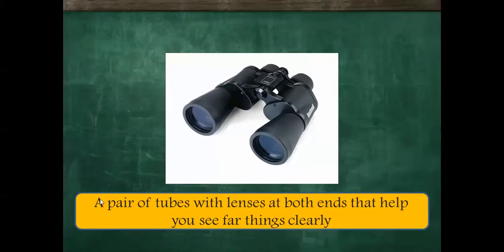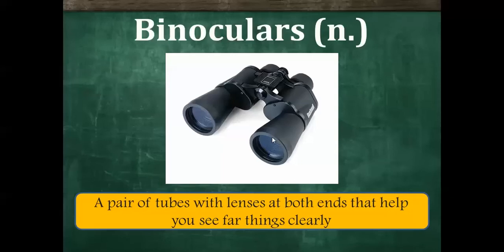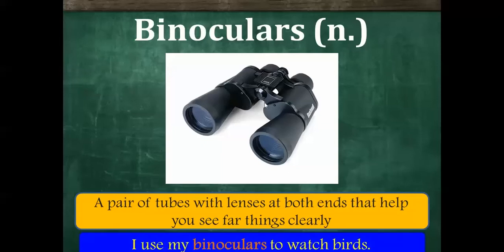The first word we have today, as you can see from the picture and the definition, is a pair of tubes with lenses at both ends that help you see things clearly. Of course, it is binoculars. Again, binoculars. The word is a noun. As we can see in the sentence here, I use my binoculars to watch birds.